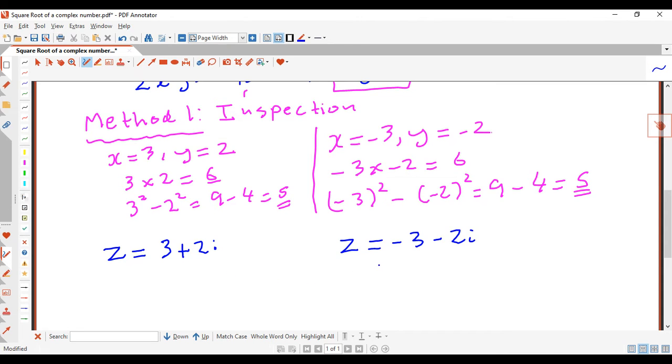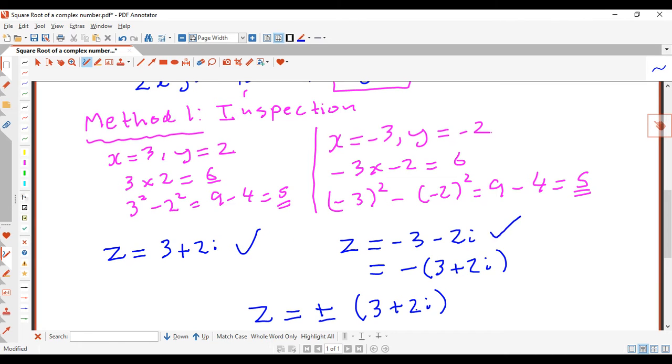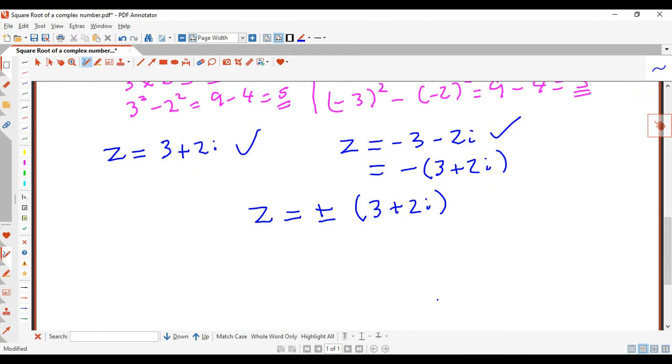Okay, now we could also write them more efficiently. So I could write this down with a negative common factor, which means I could write my solution in one expression. I could write this as plus or minus (3 plus 2i). You can leave it separately like this, that's fine, or you could write it like this. Now, that means we can write a conclusion, right? Conclusion.